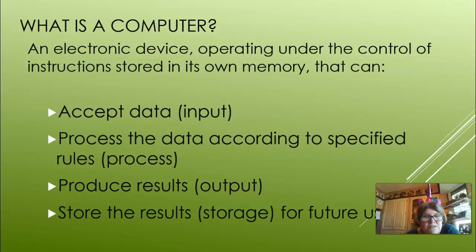Okay, so what is a computer? It has 4 things: input, process, output, and storage. So when we talk about this, we talk about what kinds of things are a computer.